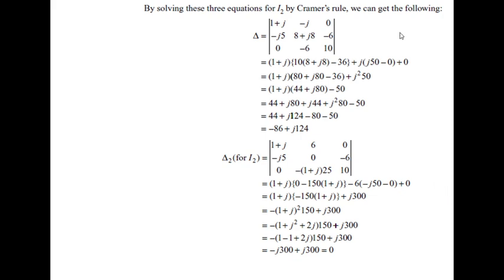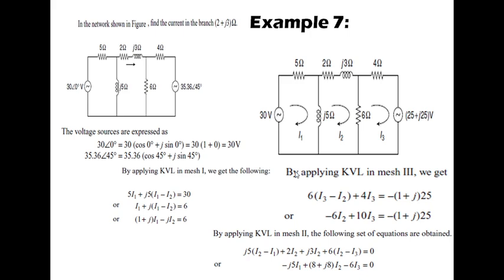Now see, the same thing is done here. We have already got our matrix formation. You will have to find the determinant, and here they have applied Cramer's rule. Delta 2 for I2 I have shown here, but what was the question? In the network, find the current in branch 2 plus j3 ohm. The question was to find the current in branch 2 plus j3 ohm.